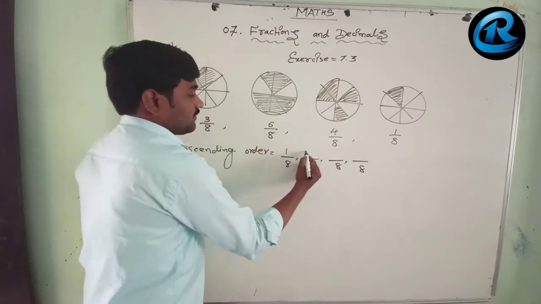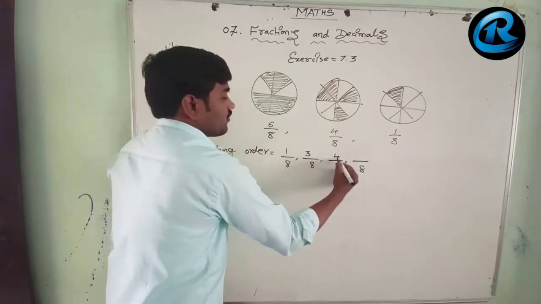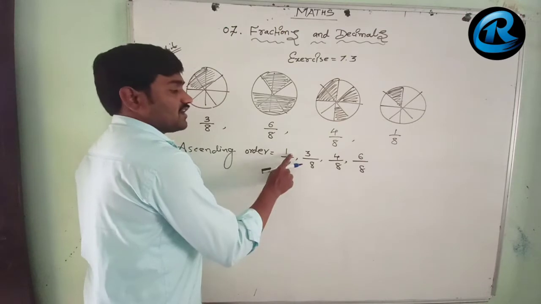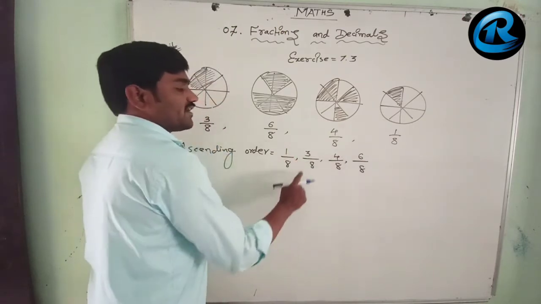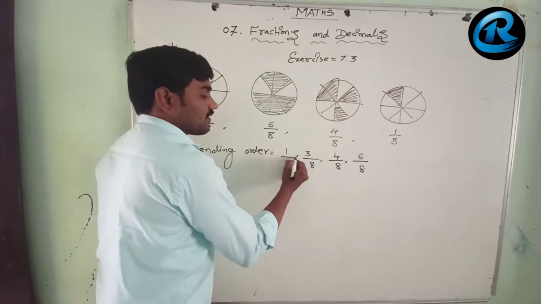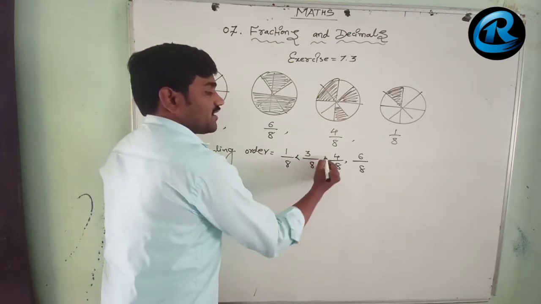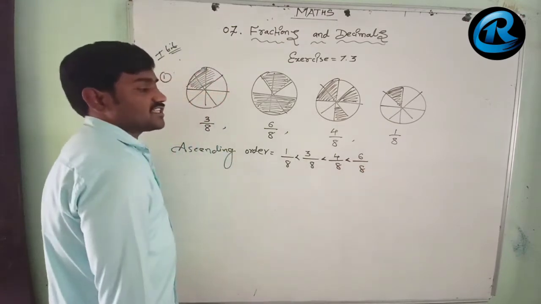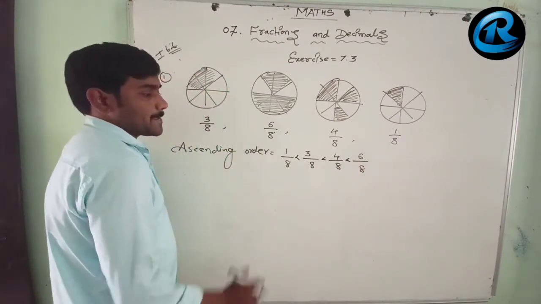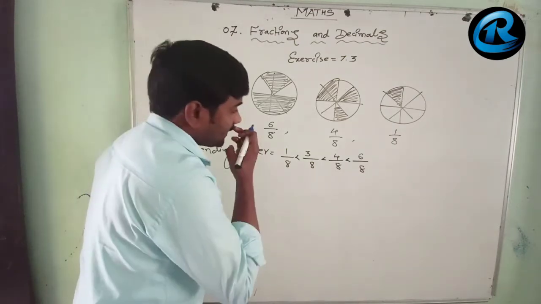After 1 we get 3, after 3 we get 4, after 4 comes 6. 1 is less than 3, 3 is less than 4, 4 is less than 6. So 1 by 8 is less than 3 by 8, which is less than 4 by 8, which is less than 6 by 8. So by using the less than symbol we have written it.